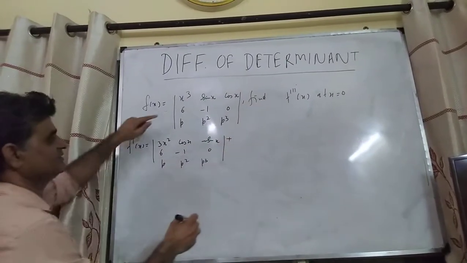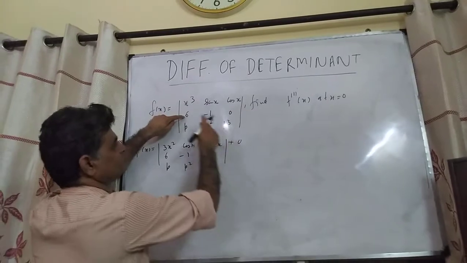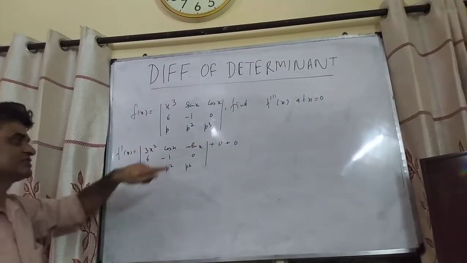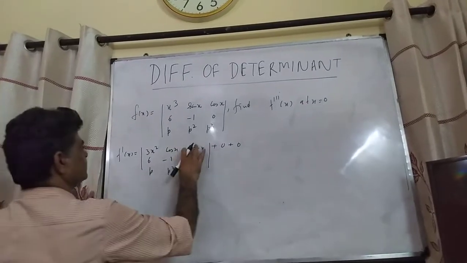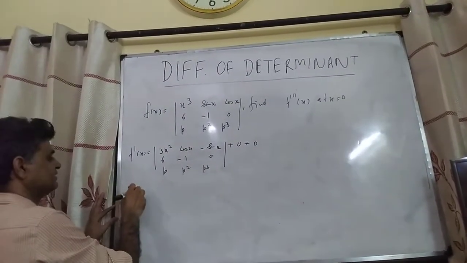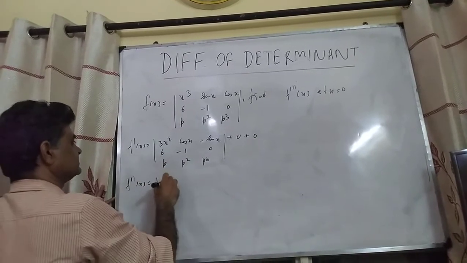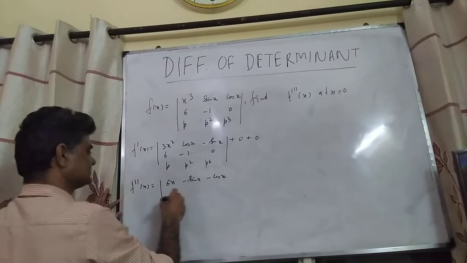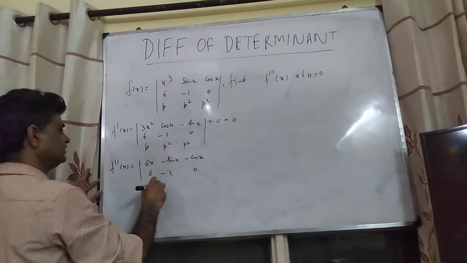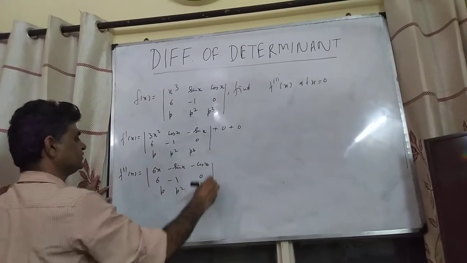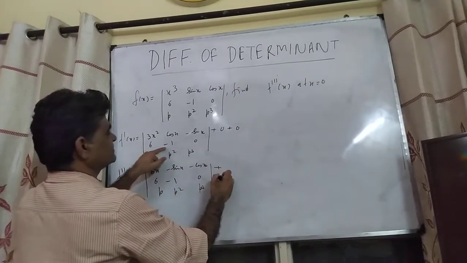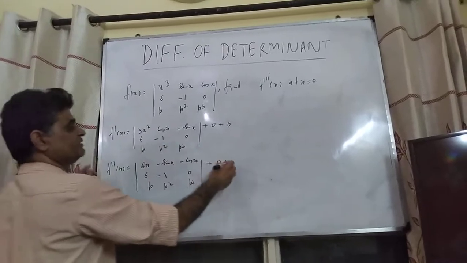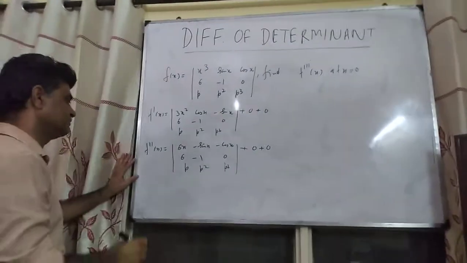And for the rest, in the second row, on differentiating it will become 0 because all are constant, and the third is also 0 because all are constant. Only the first row has to be differentiated once more. So f″(x) is, again, 6x, −sin x, −cos x; 6, −1, 0; p², p, p³. Again, when the other rows are differentiated, the value of the determinant will be 0, because all the elements of that row will become 0.